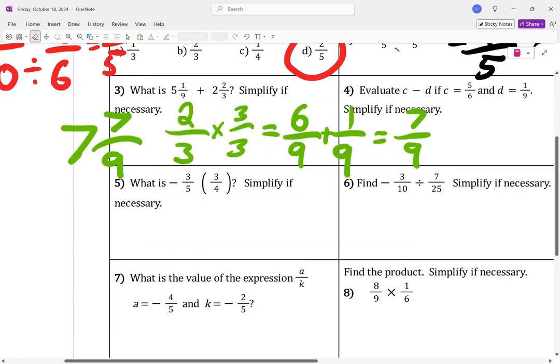Okay, number 5. Who we got? We got Batman.